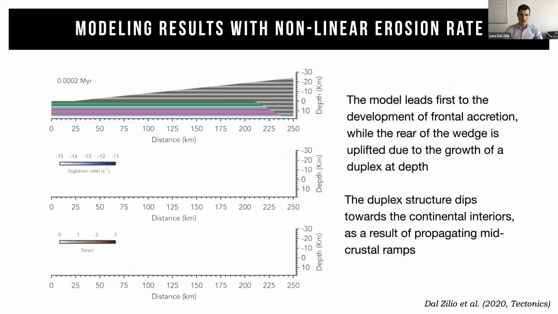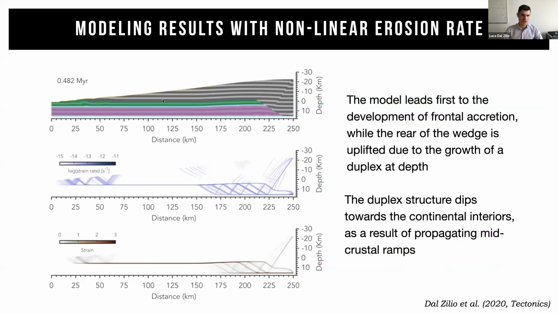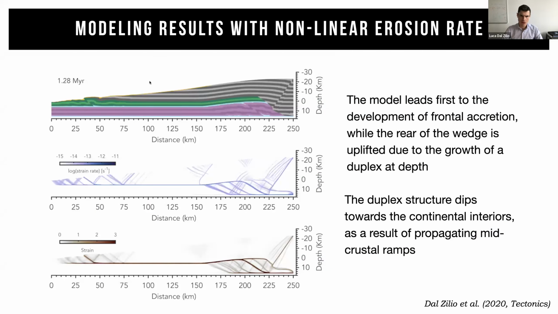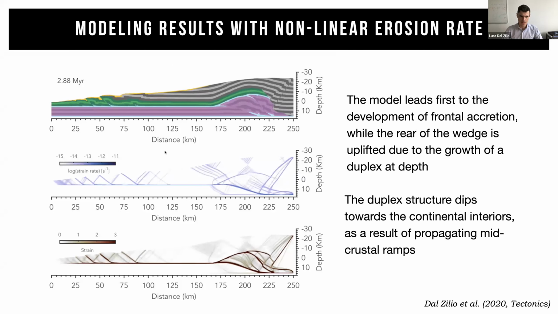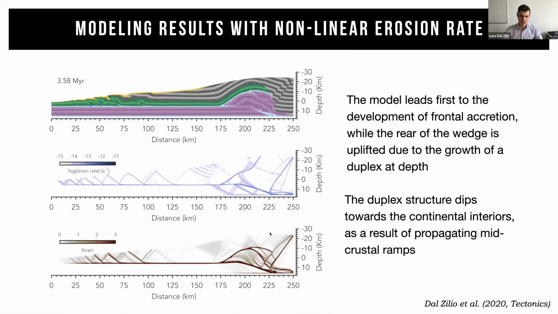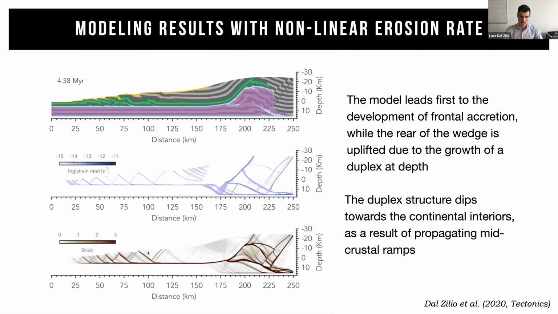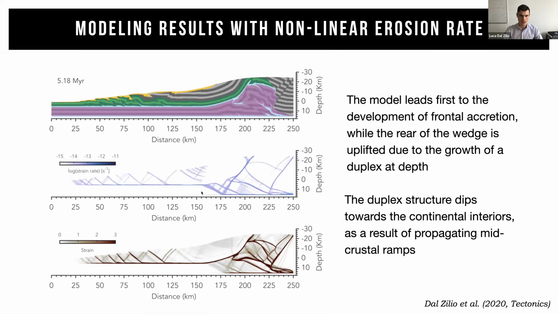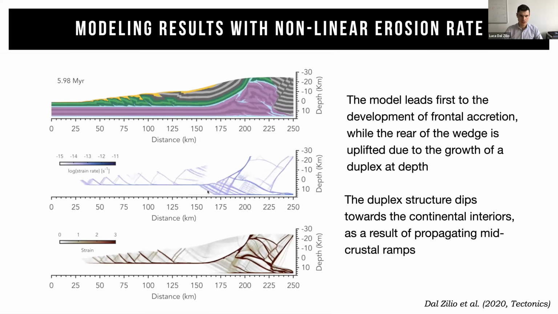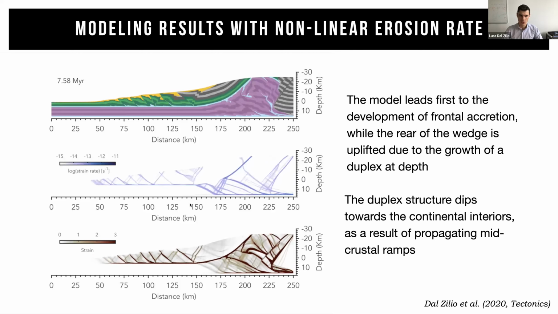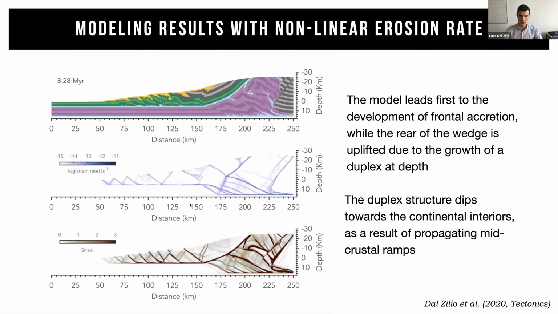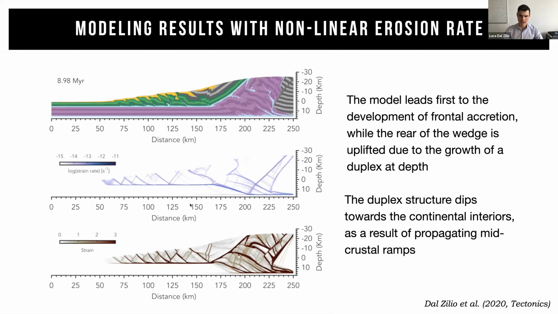So here you can see an evolution of this type of simulation, where we have the composition, so the rock properties, and then here you have the logarithm of the strain rate, and here you have the cumulative strain. From the strain rate you can see that we can generate this new ramp over time, roughly in the same location. The convergence rate is pushing the ramp back, and a new one will form in front.